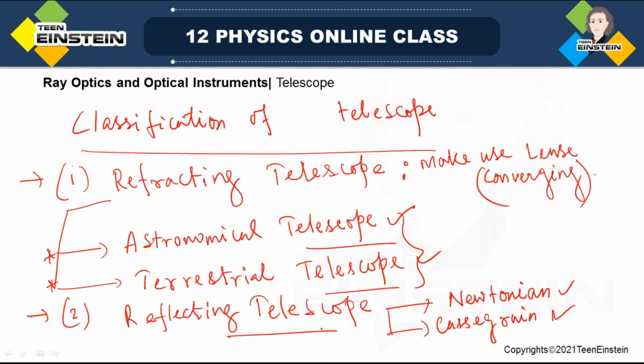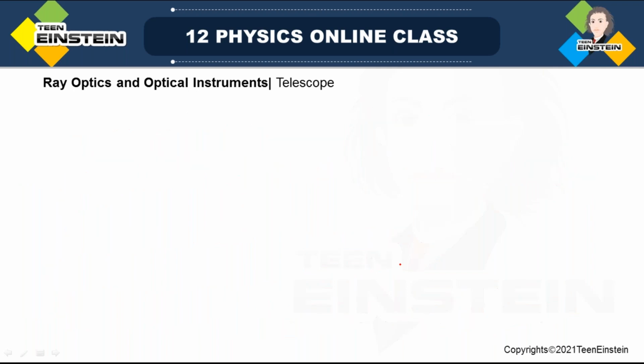You may read this part from your textbook. There is nothing much in it, so if you have any doubt you can ask me later. Basically, I am discussing the astronomical and terrestrial telescopes because in many competitive exams there will be numerical problems from these two telescopes only, so I'll concentrate on these. Now we'll see what an astronomical telescope is and what a terrestrial telescope is. Let us first discuss the astronomical telescope.